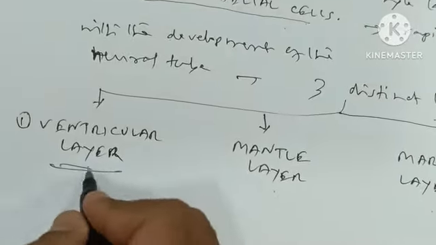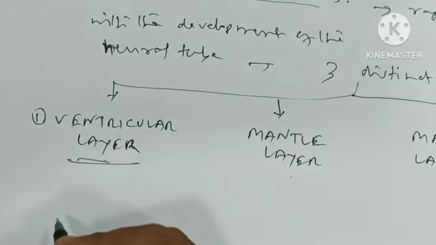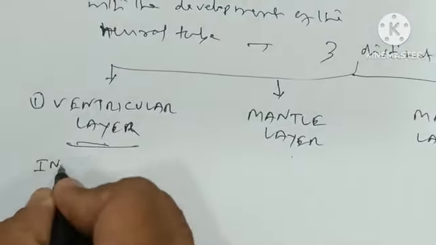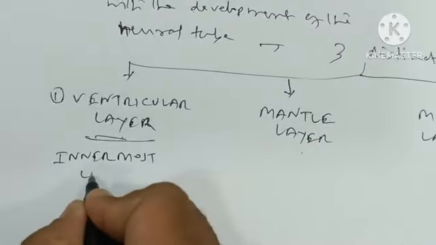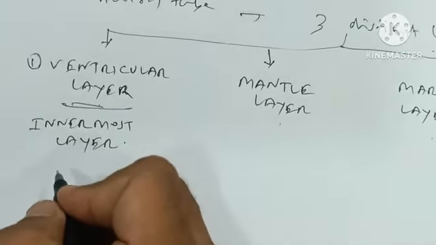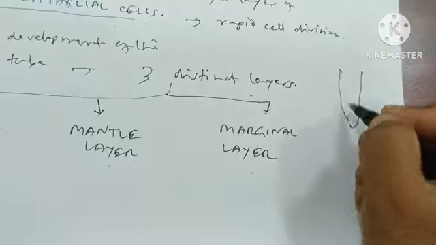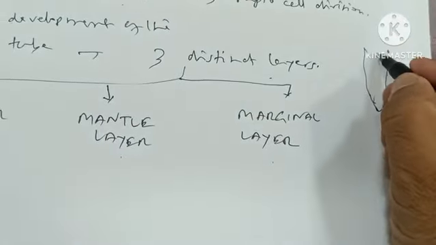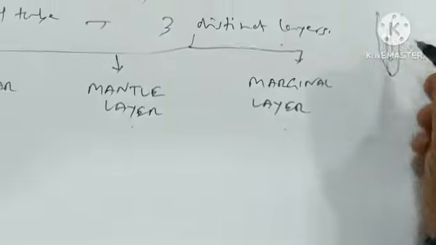This ventricular layer is the innermost layer, which lines the central canal. We know the central canal. Within the spinal cord, there is a narrow canal which contains the cerebrospinal fluid.